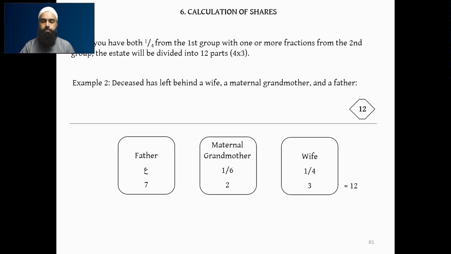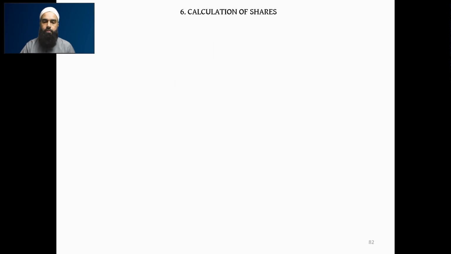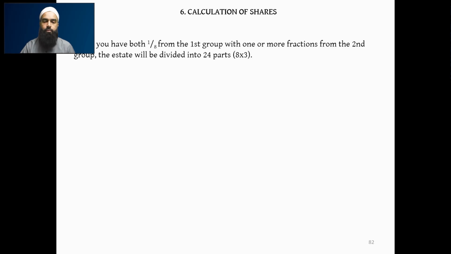Now to move on, when you have 1/8 from the first group with 1 or more fractions from the second group, the estate will be divided into 24 parts. So you have 8 times 3 happening now. I'm sure people are getting the hang of it, inshallah.